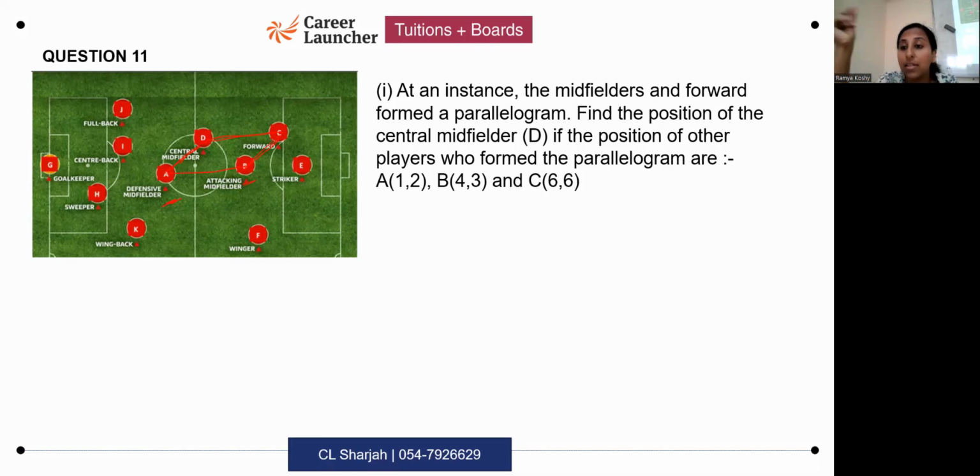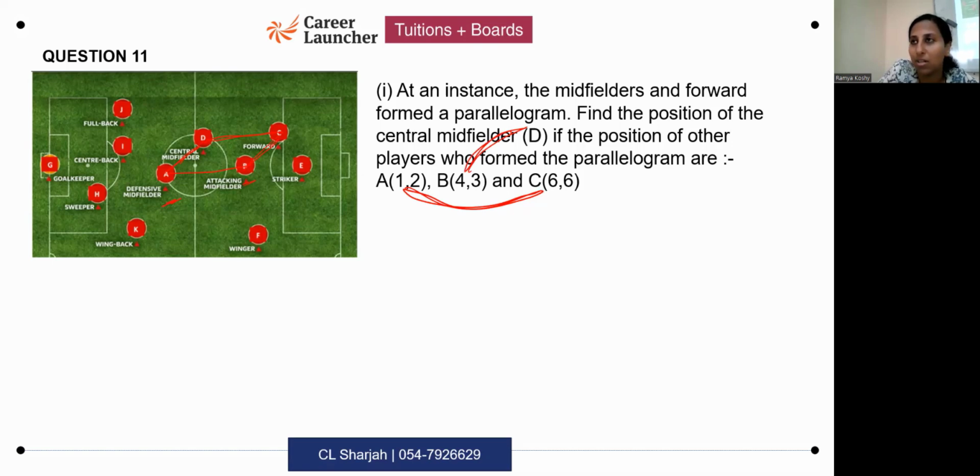Midpoint formula. Which theorem of parallelogram are you using here? Which property? No. Which property of parallelogram? Diagonals bisect each other. That's the property you're using. Diagonals bisect each other, which means the midpoint of one diagonal is the same as the midpoint of the other diagonal. So which will be the diagonals here? AC will be a diagonal, BD will be another diagonal.